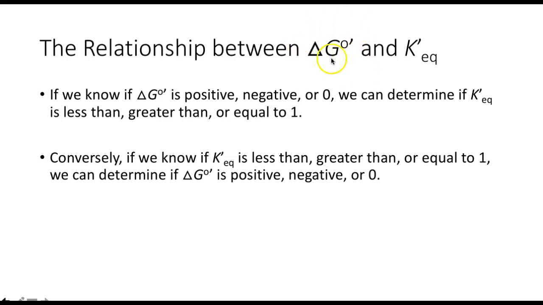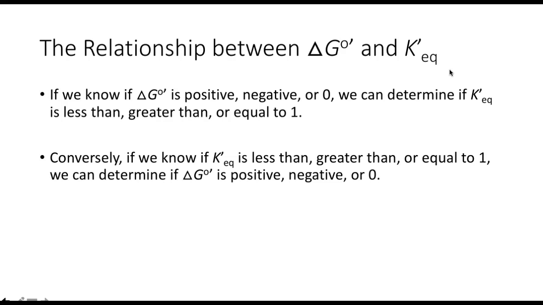So delta G naught prime is the standard free energy change for a reaction. That is, it is the sign of delta G under standard conditions, which is when products and reactants are continuously present at 1 molar. The equilibrium constant, remember this prime just tells us a neutral pH, is the ratio of product to reactant when the reaction is at equilibrium.